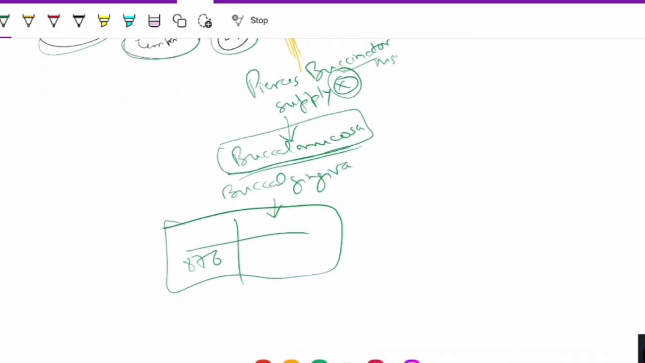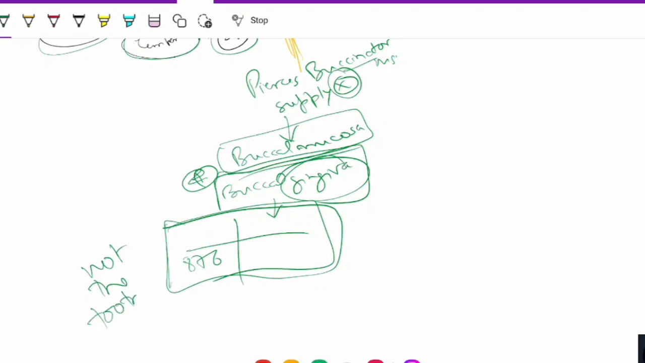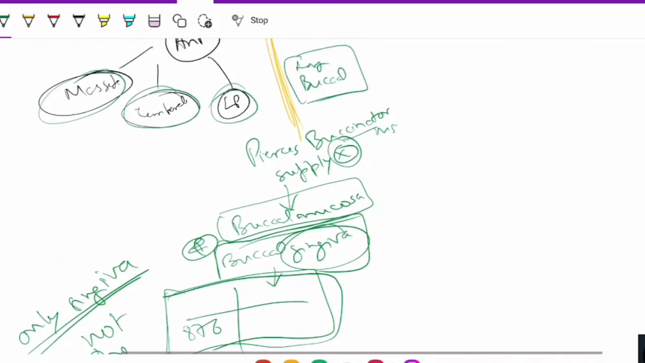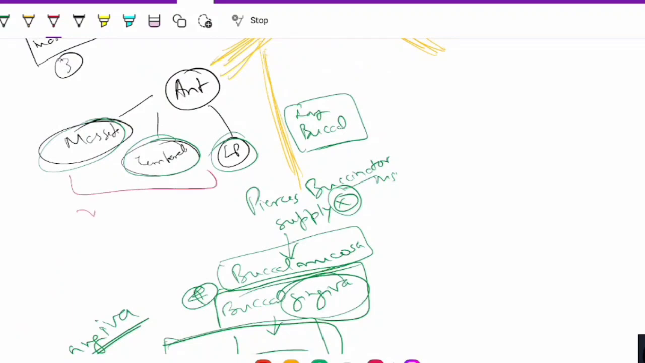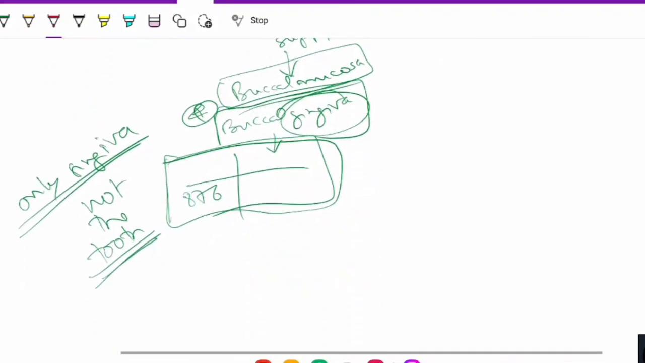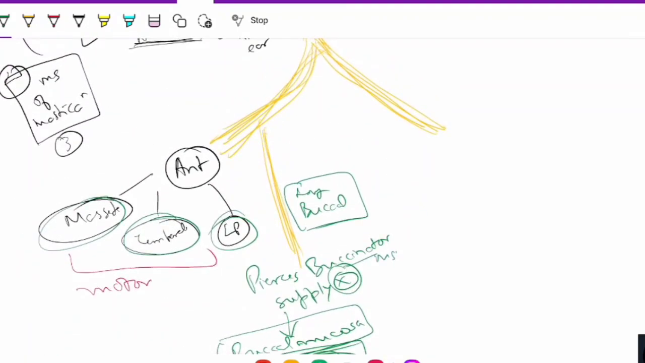It goes off to supply buccal mucosa and buccal gingiva of what tooth? 876. Only the gingiva, not the tooth. Remember this part. Not the tooth, only gingiva. Now here was the motor function. Here it was completely sensory, right? This is your anterior division.